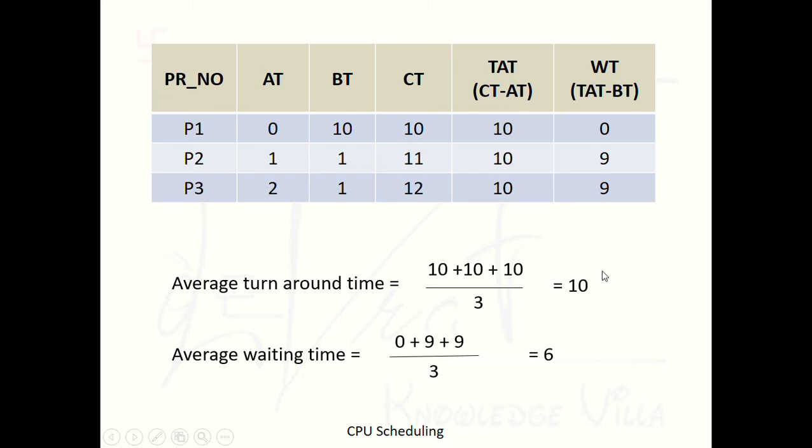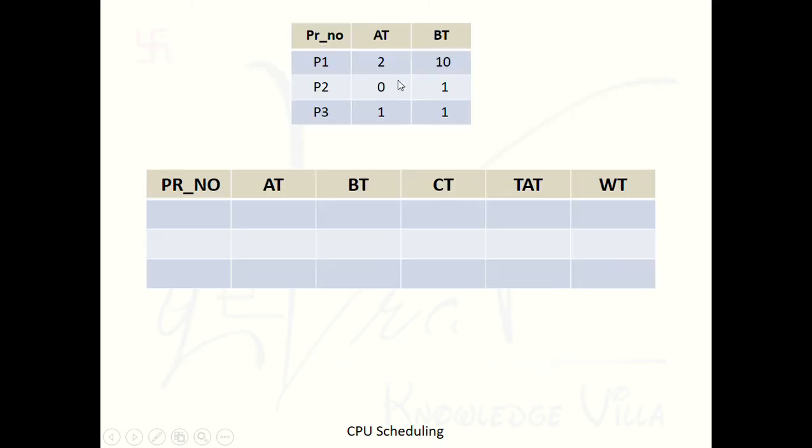So here we are getting an average turnaround time of 10 time units and an average waiting time of 6 time units. We will also find these values for example 2. So let's calculate for example 2 also. We are starting our Gantt chart from time unit 0. We will look at how many processes arrived at time unit 0. Only P2 arrived at time unit 0.